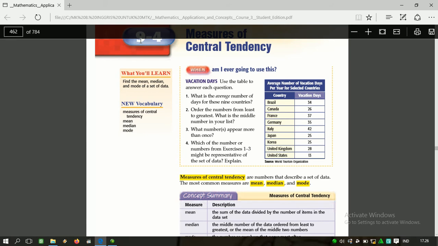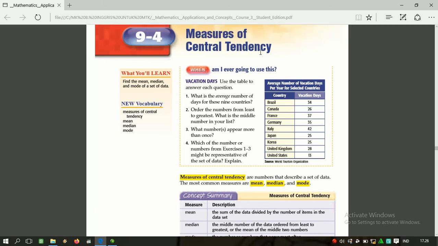Next, Lesson 9-4. Measures of Central Tendency. What you will learn: find the mean, median, and mode of a set of data. New vocabulary: measure of central tendency, mean, median, mode. When am I ever going to use this? Vacation days. Use the table to answer each question.